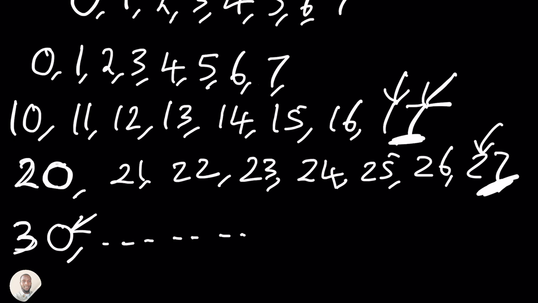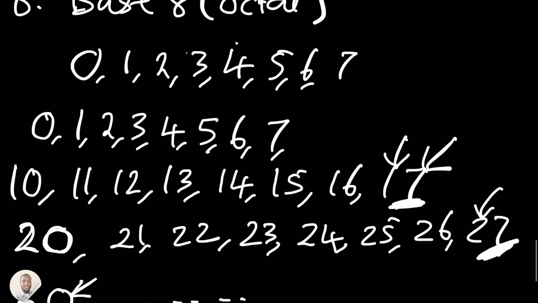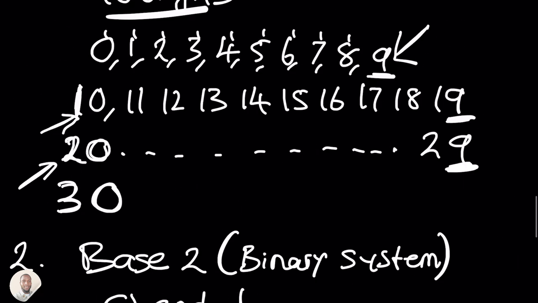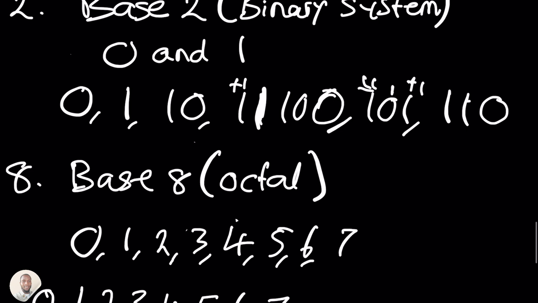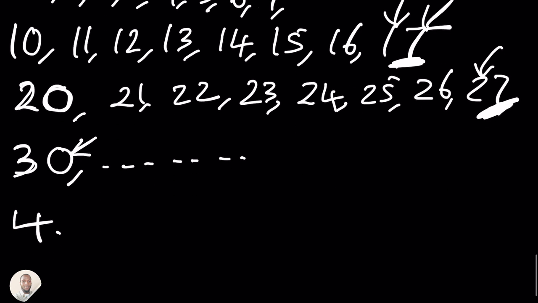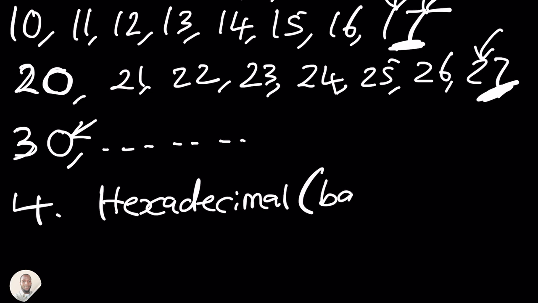The next number system also is base 16. I think this should be the fourth one. Are we counting it? Oh, we didn't count this one. This one is supposed to be number 3. Then 4. The fourth one is what now? Hexadecimal. Also known as what? Base 16.